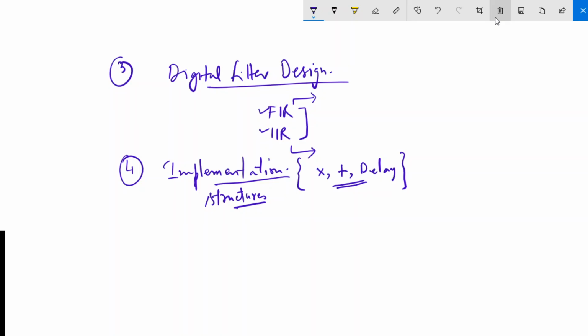But before designing this filter design, we will just take a look on what is FIR and what is IIR. These are also classified as recursive and non-recursive systems, and how they are different. Okay, and how then they are going to be implemented. And finally, at the last, if time permits, we will give an introduction to DSP processors. Okay, so this is what is the course outline.